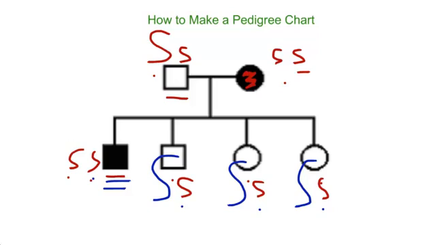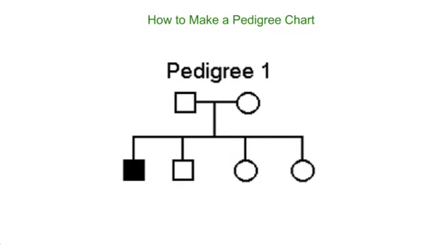Okay, let's go on to the next example. In Pedigree 1, we're looking at a family of parrots. One of the offspring shows the trait for blue feathers.